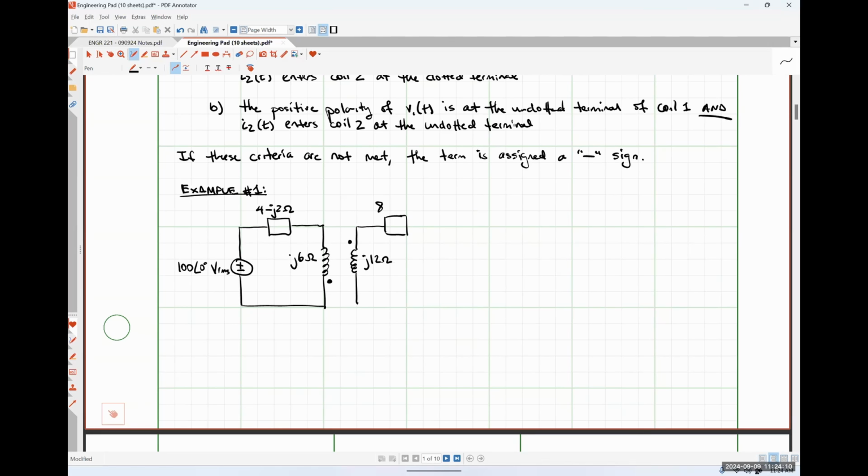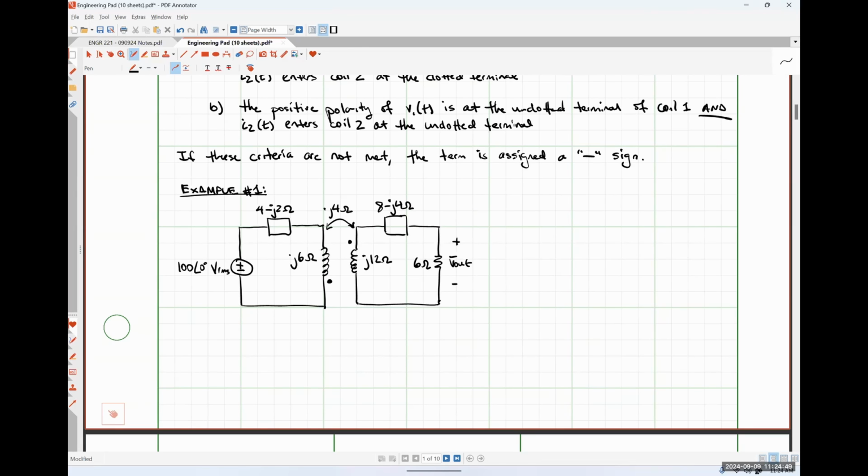I have an 8 minus j4 ohm impedance, a 6 ohm resistance, and our ultimate goal for this particular problem is to find the phasor voltage V out. And last but not least, we have j4 ohms of mutual inductance impedance between our two coils.